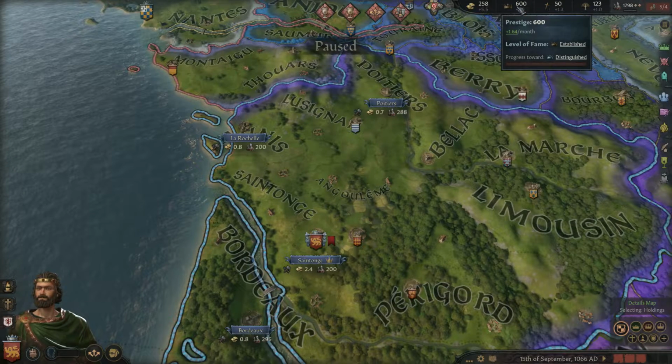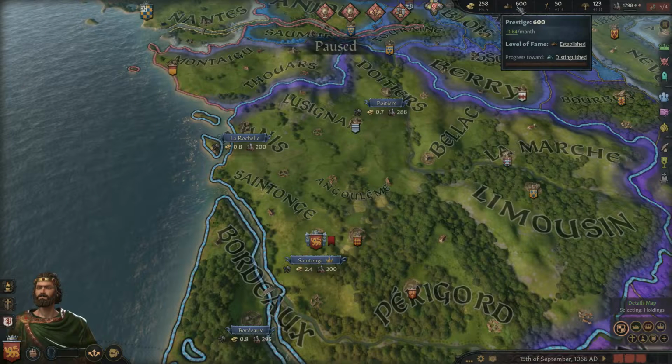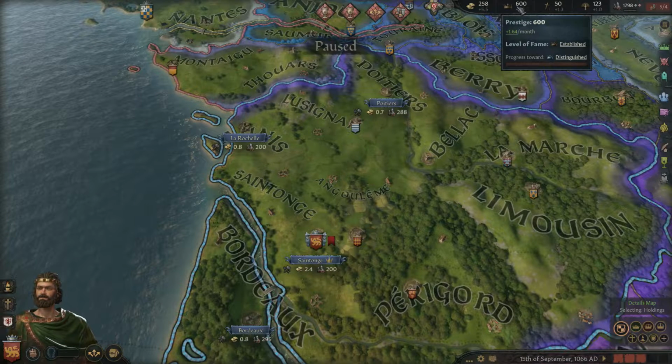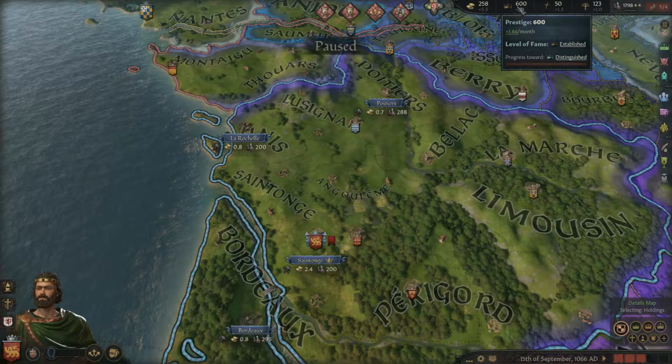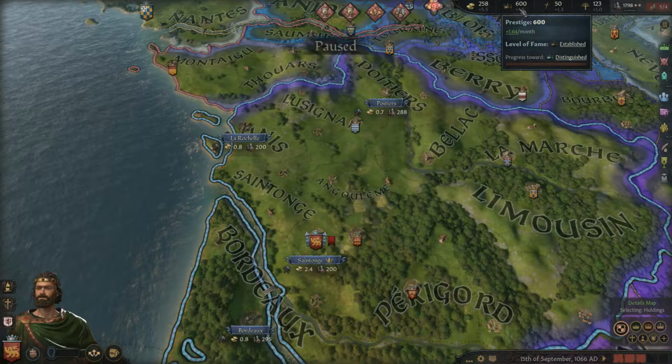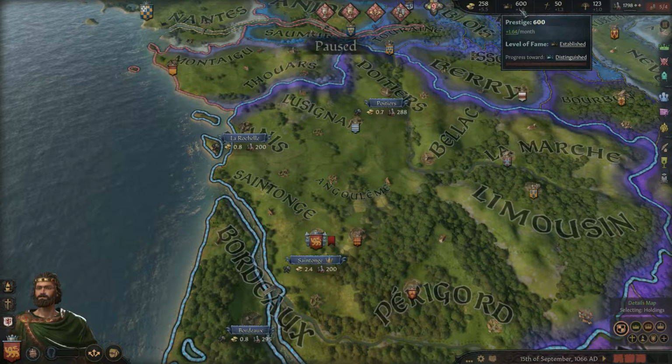We have prestige next. Again, this is how famous you are. In a feudalized society, this isn't particularly important, but if you're playing tribal, then it is relatively important. But we don't have to really worry about this too much.